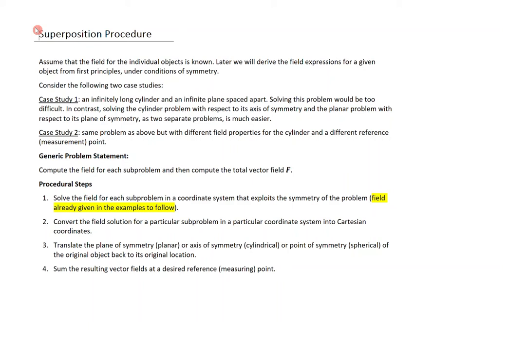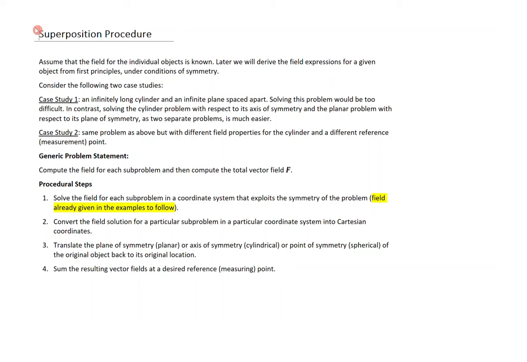The procedural steps are as follows. There are 4 in total. First of all, you solve the field for each subproblem in a coordinate system that exploits the symmetry of the problem. In this particular set of examples, 2 in total, the fields are already given, and so we can bypass this step. Later on in Reading Assignment 5, you actually have to first do step 1, that is, determine what the field looks like. Second step is to convert the field solution for a particular subproblem in a particular coordinate system into Cartesian coordinates.